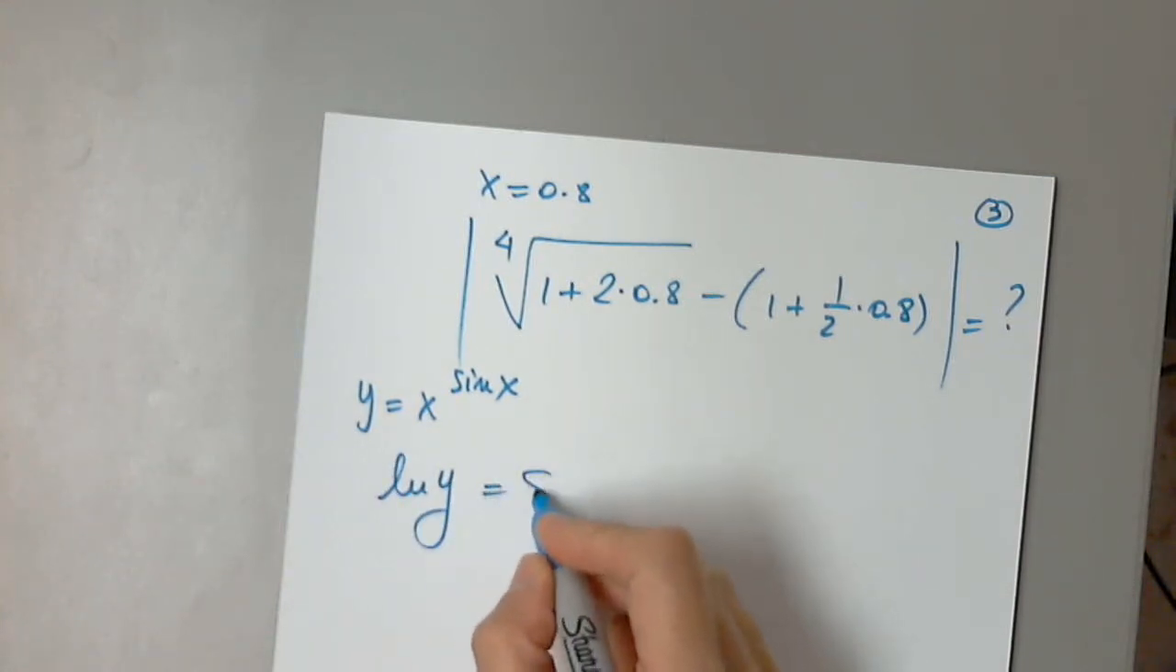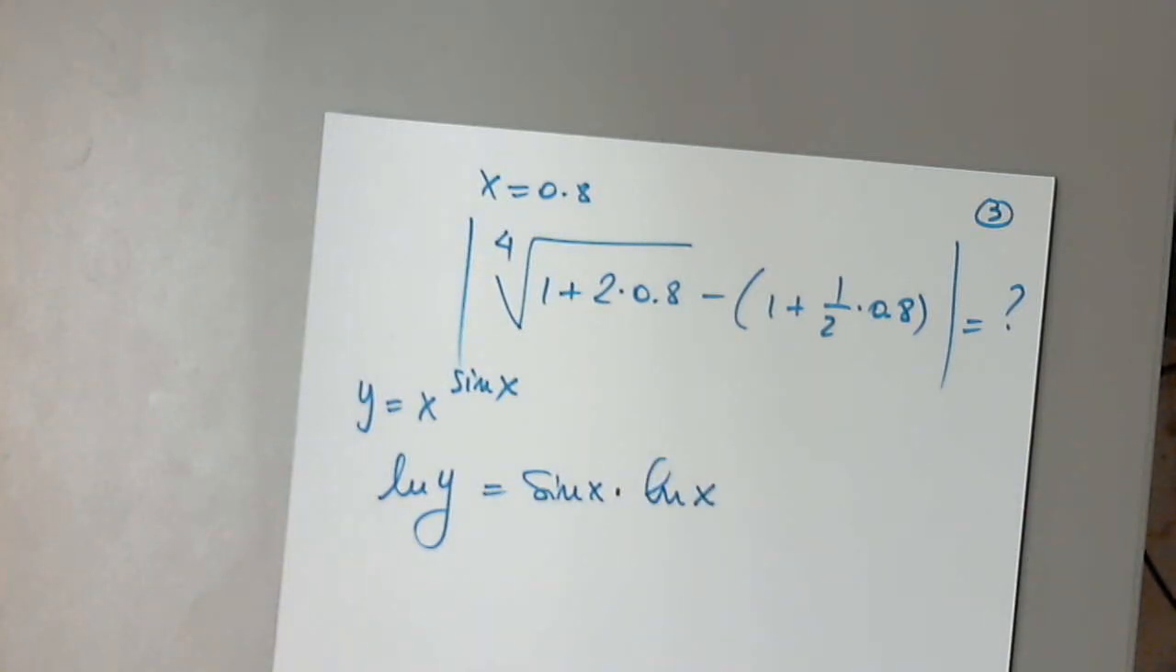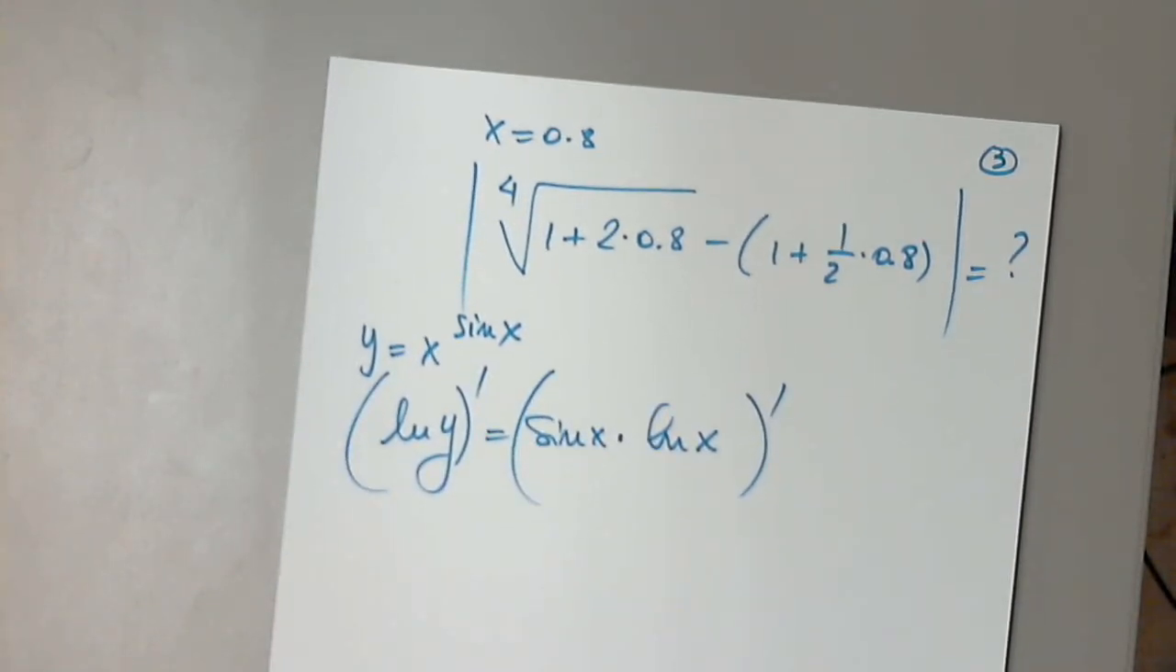Natural log y equals sine x times natural log x. It's a function raised to a function. We cannot apply any formula. We have no formula for this. This is the one where we have to apply natural log to both sides. There is no way around it. And only now can we differentiate both sides.